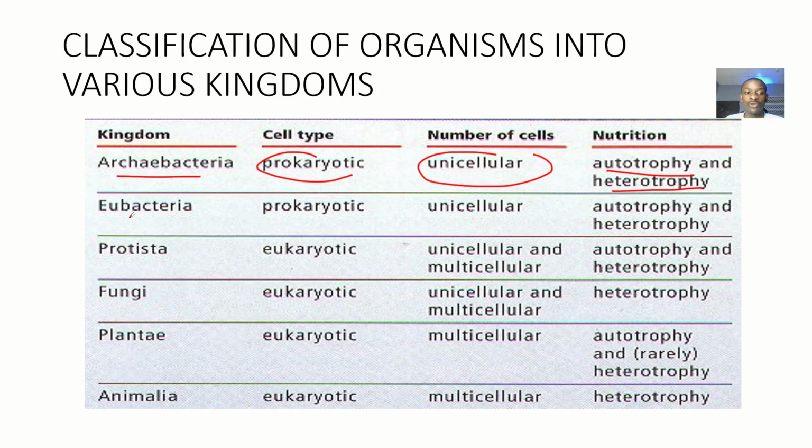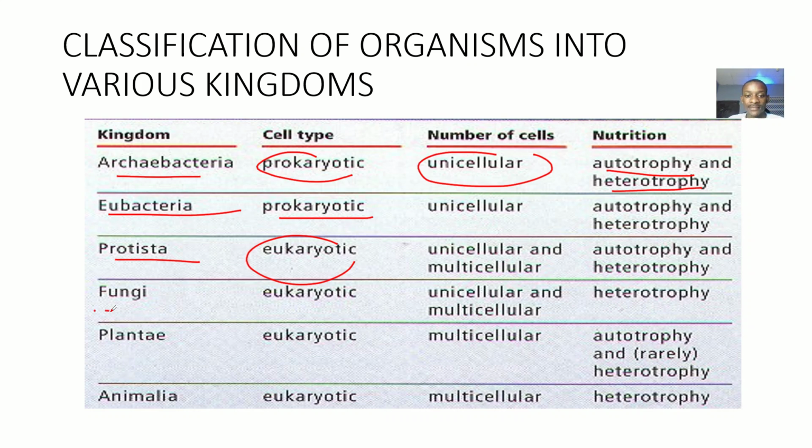Then there is Eubacteria. These ones are still prokaryotic. They are unicellular. Nutrition is autotrophic or heterotrophic. Protista. These ones are eukaryotic cells. Eukaryotic means it is a true type of cell. Protista could be one-celled or many-celled. Nutrition is autotrophic and heterotrophic.